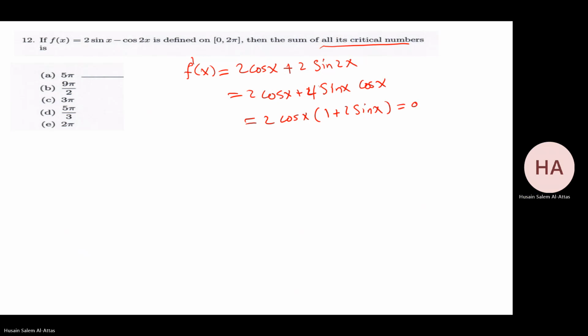Okay. So now let's check f prime at c equals 0. So I have cosine c equals 0. And where? Oh, I have one full cycle. That means c equals pi over 2 and c equals 3 pi over 2. And this belongs to the domain, actually.